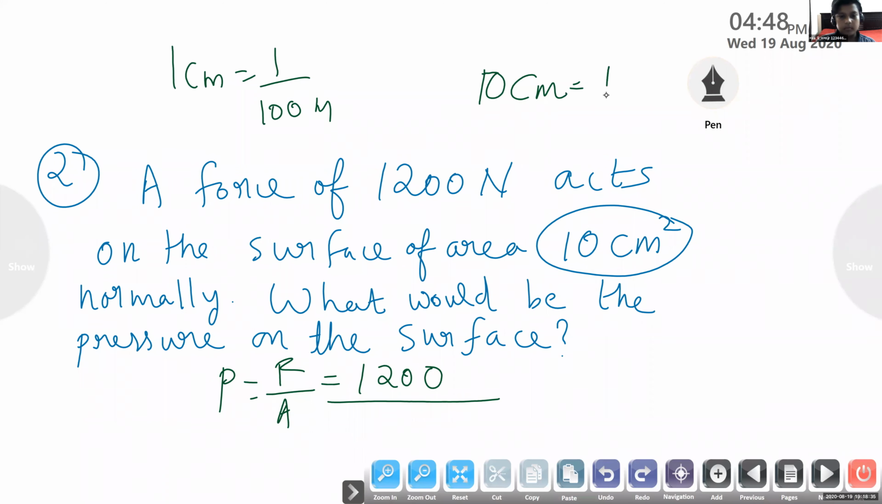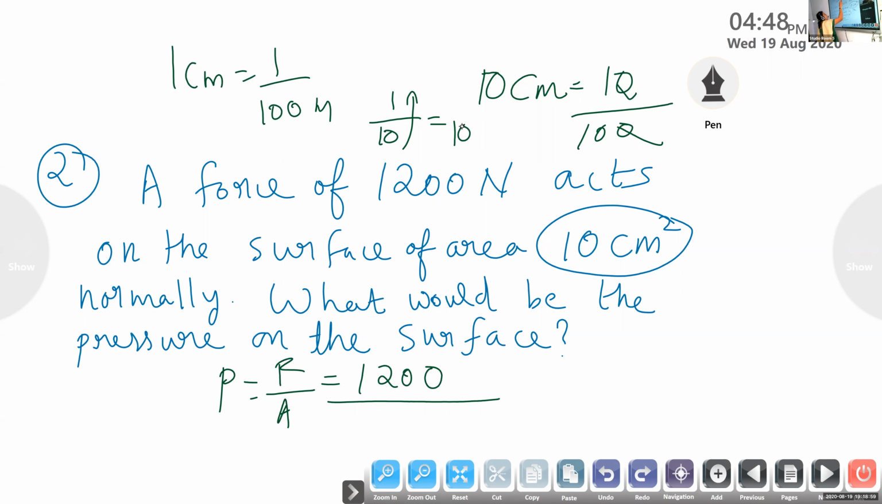10 by 100. What becomes now? 1 by 10. 1 by 10 means take this to the numerator, what becomes? Negative 10.